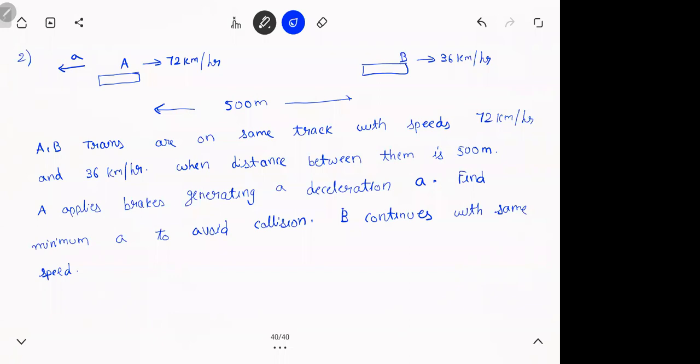I'll ask you one thing. Let's say you're standing in front of me, 10 meters ahead. If you're running with 5, and I am running with 10, can I catch you? I can catch you, right?